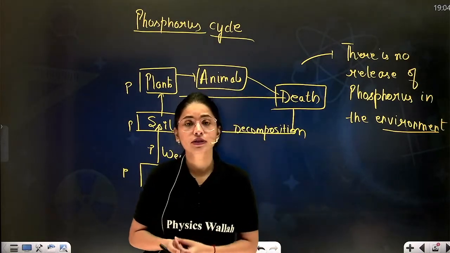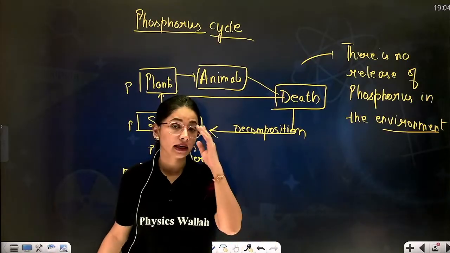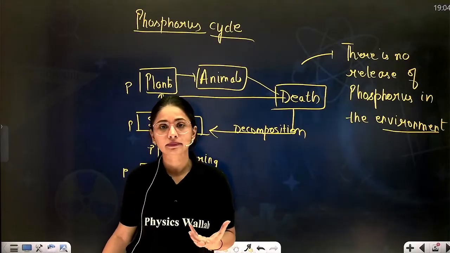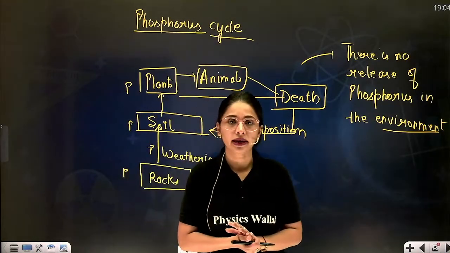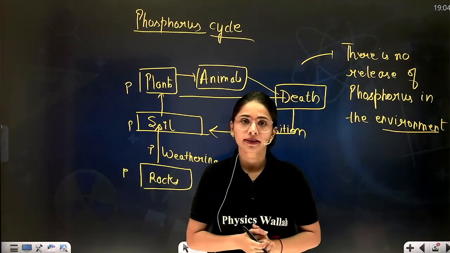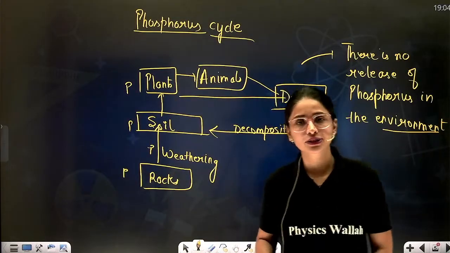You know, phosphorus is one of the major macronutrients which is required in great amounts for building your cells, for building your genetic material, for building your bones and teeth. Everywhere phosphorus is required, but there is no phosphorus in the environment. So this is the simple cycle of phosphorus. I hope you all have understood this.